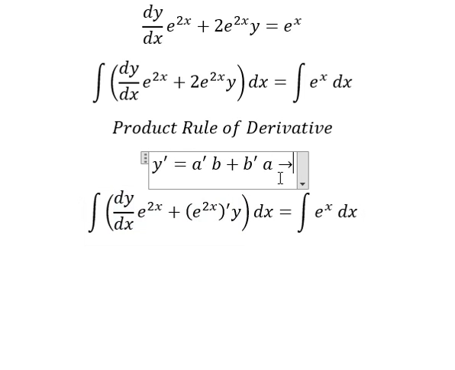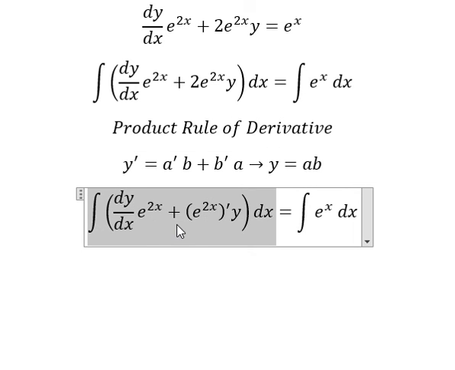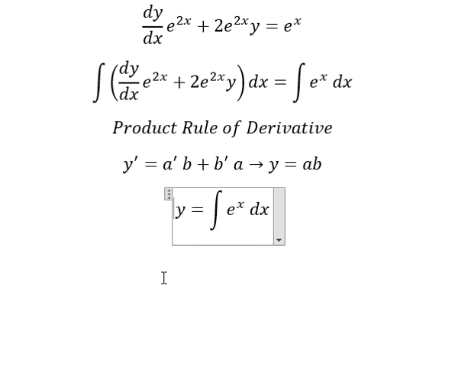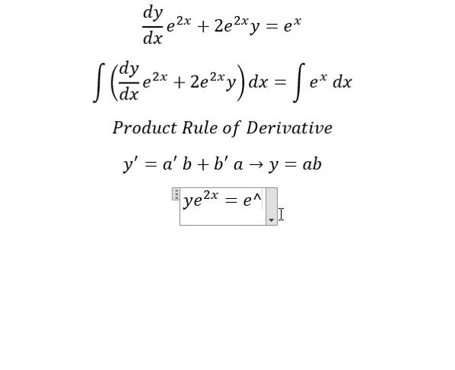So the integration of this one, we have y equals ab. So the integration of that one, we have y e to the power of 2x. This one we have e to the power of x, and I will put c.